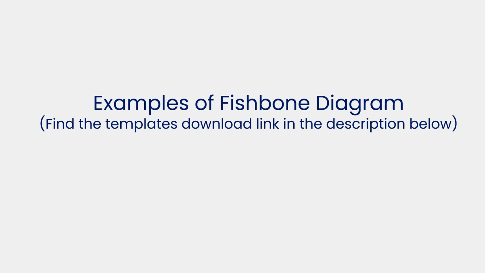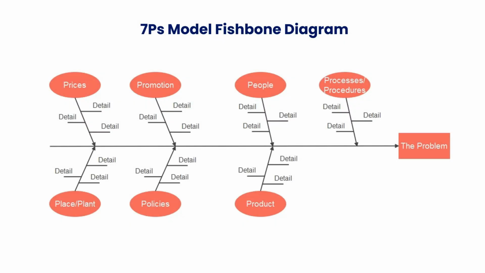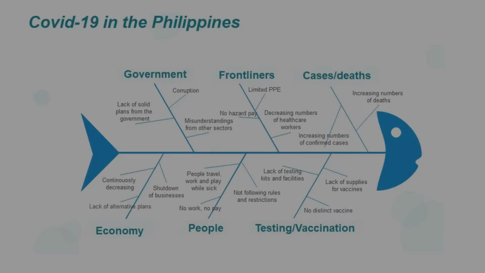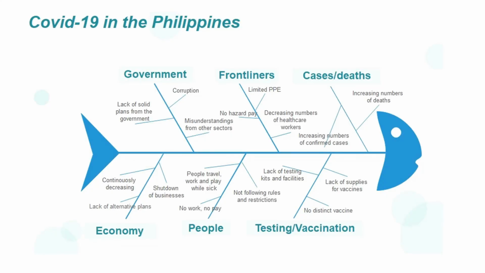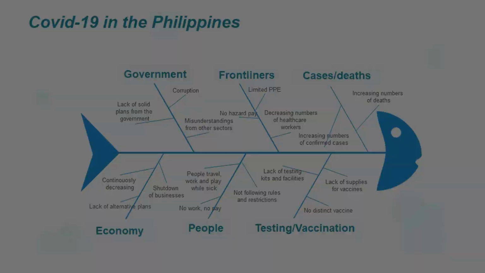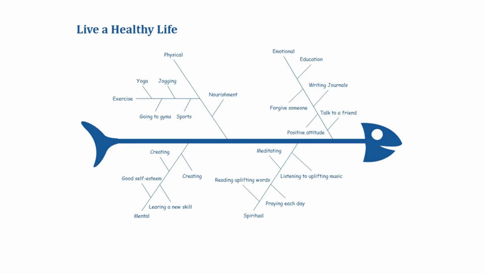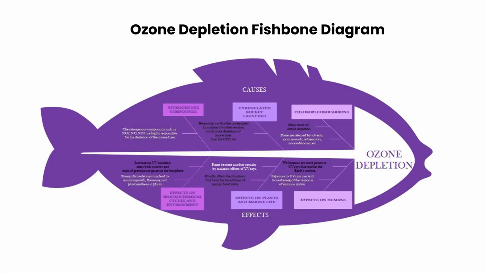Now let's see more examples of fishbone diagrams. This is a 7Ps model fishbone diagram. Here's a COVID-19 in the Philippines fishbone diagram. A Live a Healthy Life Fishbone Diagram, and an Ozone Depletion Fishbone Diagram.